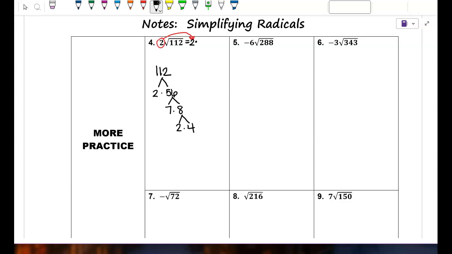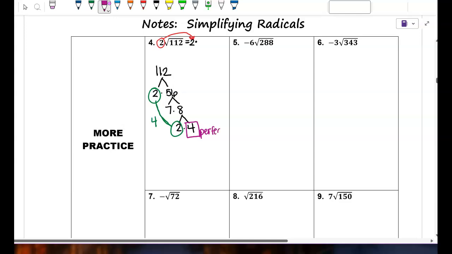2 times 4. Now, this is a good example. I have 2 2's. Just because they're not next to each other doesn't mean they don't count. This is still 2 times 2, so this still gives me a 4. And then it just so happens I have another 4, because again, this is a perfect square. So I already brought my 2 over times the square root of 4 times 7 times 4.